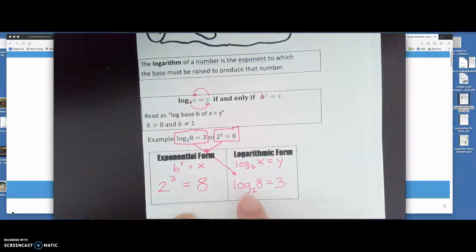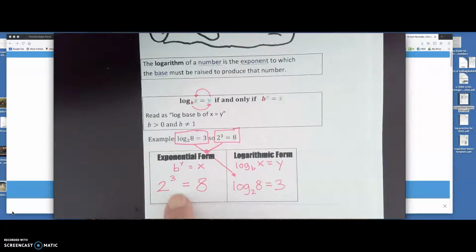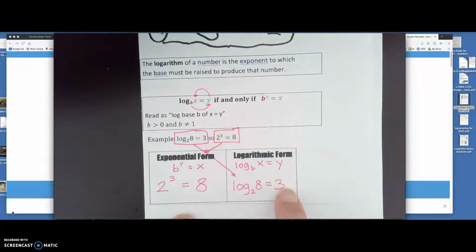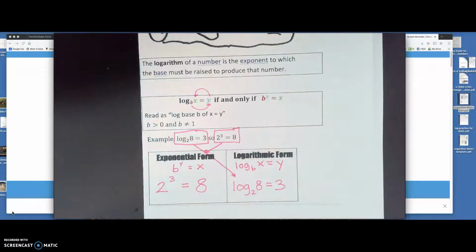Okay, so just trying to get you to see the two different forms, but we can always convert an expression or an equation from exponential form into logarithmic form and vice versa. So both of these are going to be able to switch forms, and you're going to practice doing that. So let me look at the next page.